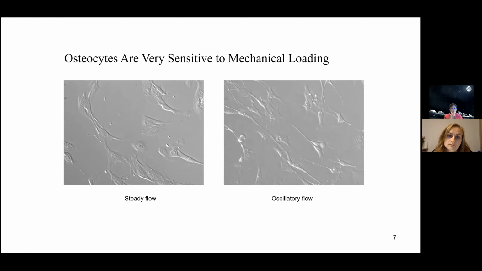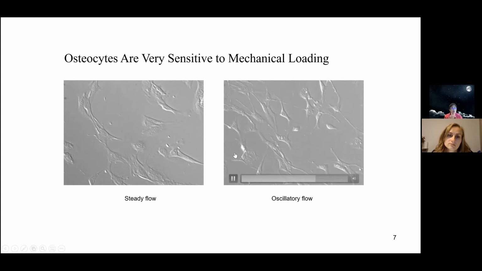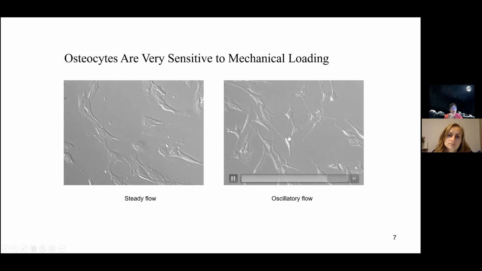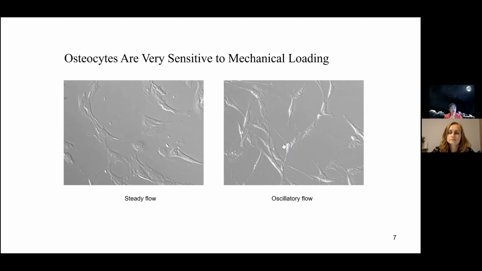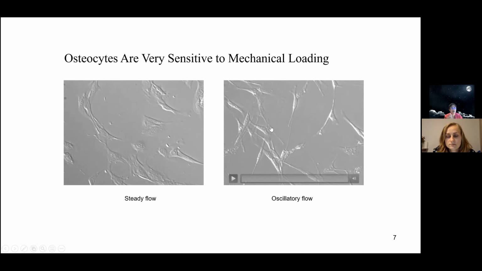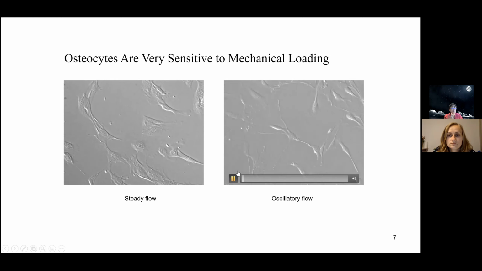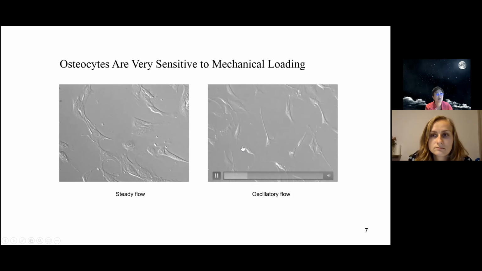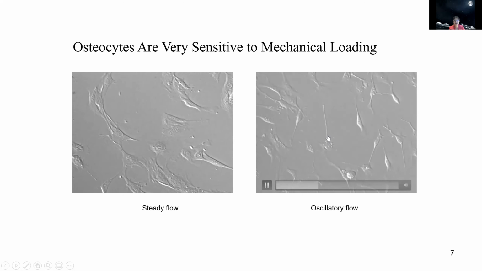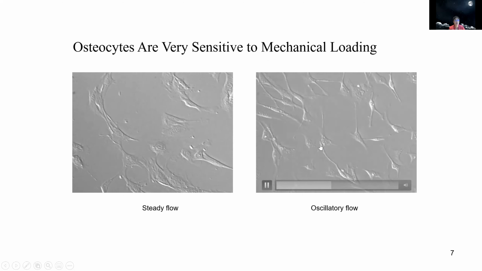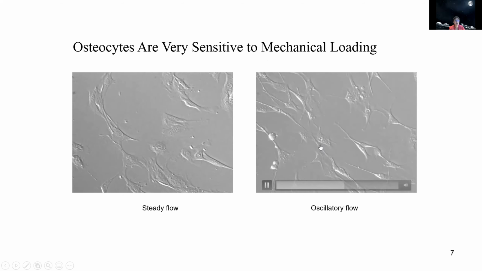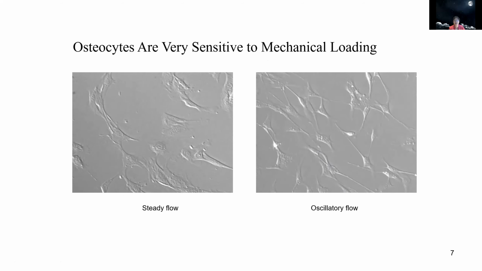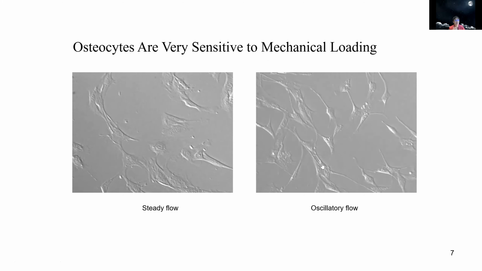Even though we keep the shear stress at exactly the same level, you can see that the cell morphology changes a lot, cell mobility changes a lot, and cells are trying to reach out to each other. It's almost like they're trying to establish connections and form a community. This was a stunning finding for us. So we realized that mechanical stimuli is critical for this type of cell. They are very sensitive to mechanical loading, not only to the magnitude, but also to the type of mechanical loading. In this case, it is the frequency.